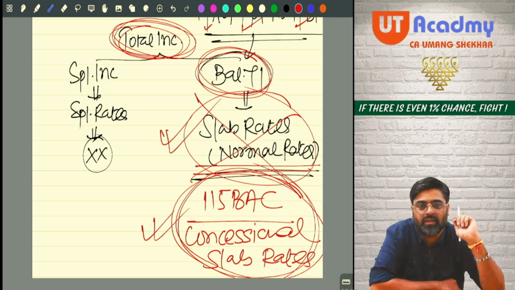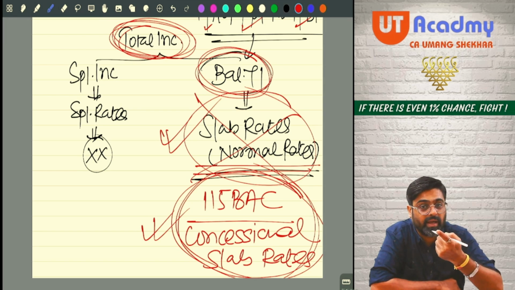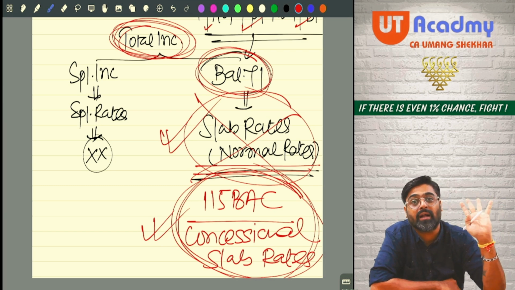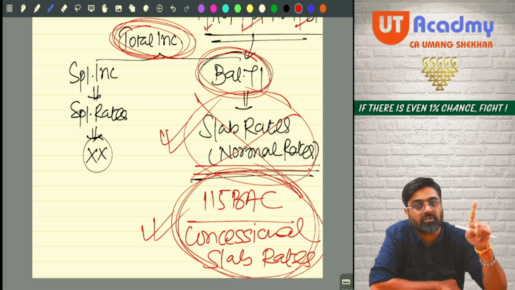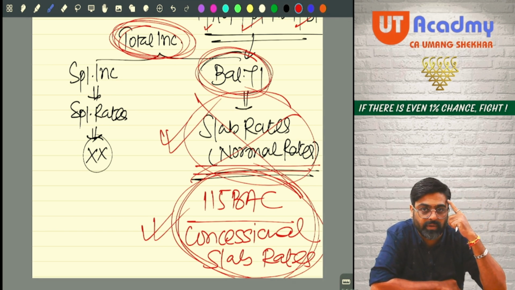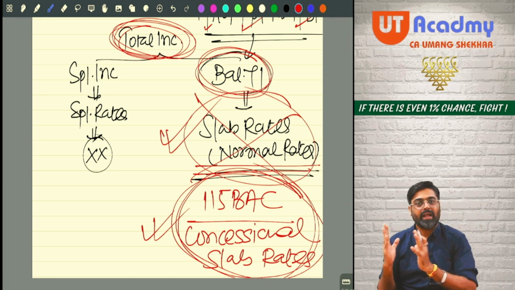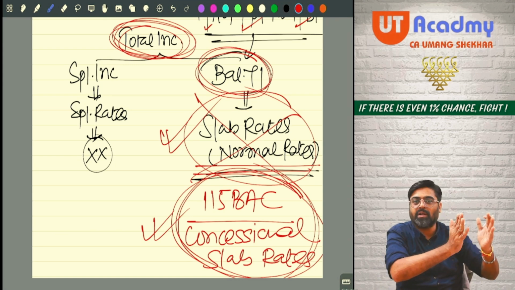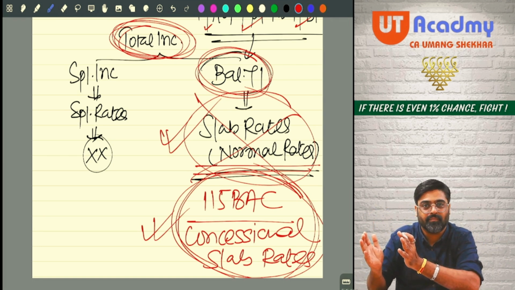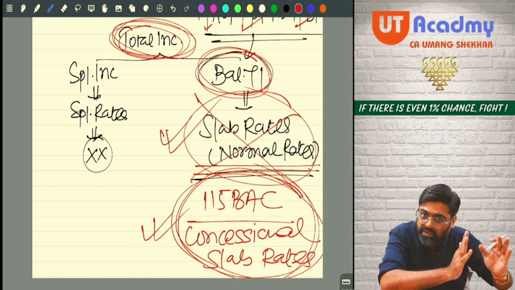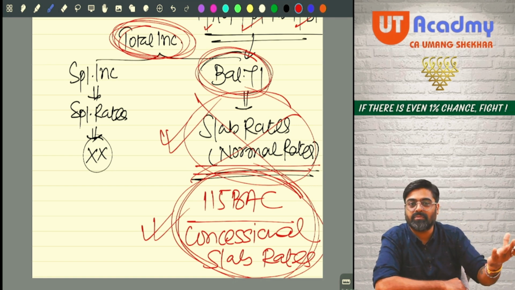Then why are you discussing it here, sir? Just to make you aware that this type of tax rates is also there in the Income Tax Act. So whenever in future, in my subsequent lectures, I talk about 115 BSE, you are supposed to be a little bit cautious that, okay, there are two tax schemes now. One is the default tax scheme of 115 BSE and one is the normal tax scheme. In the default tax scheme, these deductions and exemptions are not available and the tax rates are concessional.